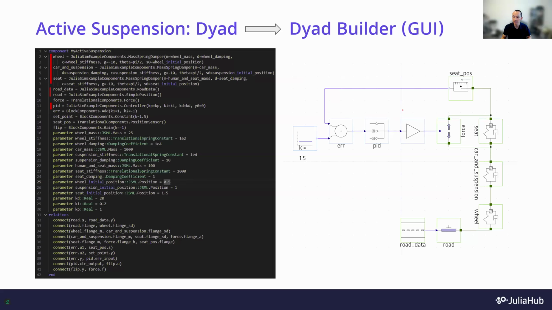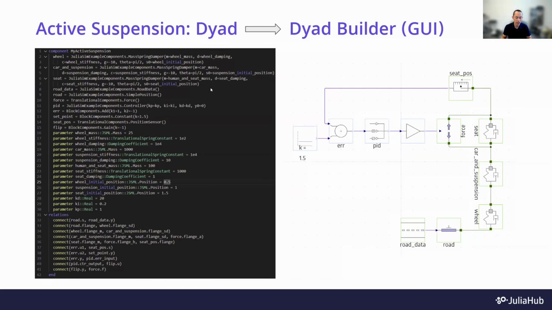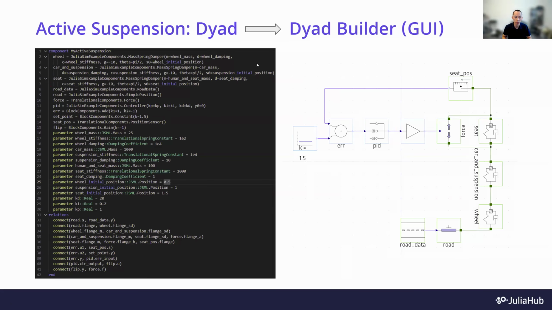And on the right side, this is the visual representation of the same model inside our GUI called Dyad Builder. And you can see here it has the same thing. We have the seat, the car suspension, and the wheel. We have the road and the road data, and also the PID controller in the loop right here, controlling the response of the vehicle as it moves over the road. So just to give you a quick preview of what we mean by both the one-to-one mapping between Dyad and code, and also the one-to-one mapping between Dyad and visual representations.